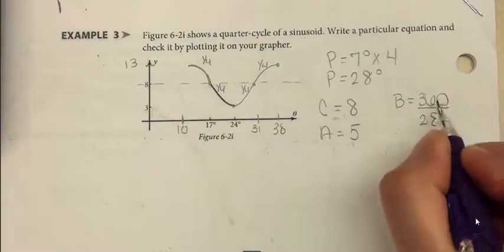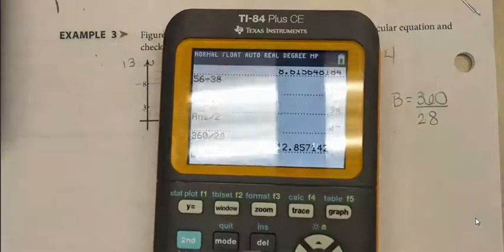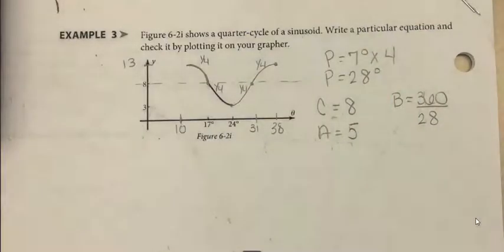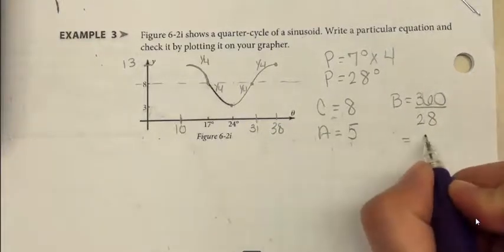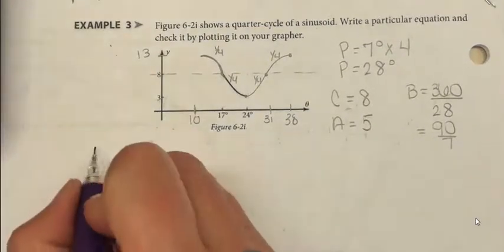I think I'm going to leave it like this because I end up getting 12.857. So instead, maybe we could just reduce it. Let's see, 360 and 28 can both be divided by 4. So I get 90/7. I think that's going to be the best way to write this. All right, let's see what I'm missing here.